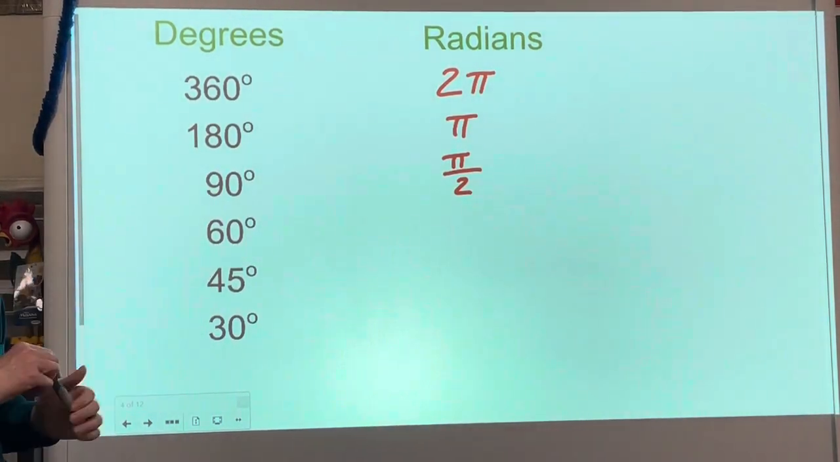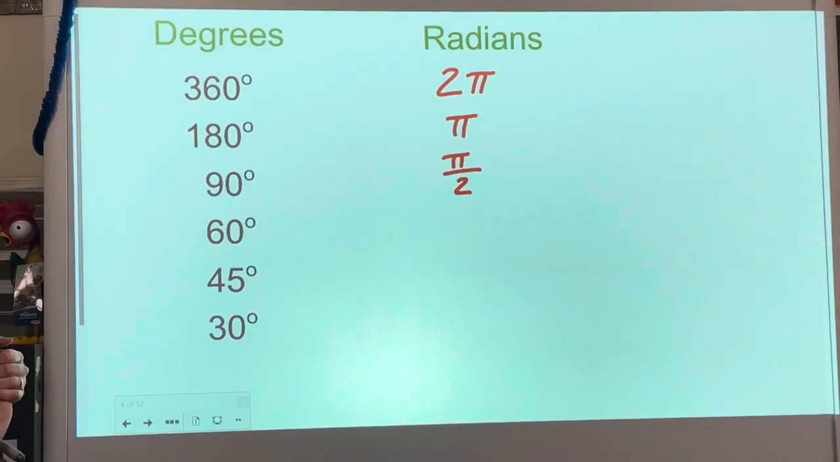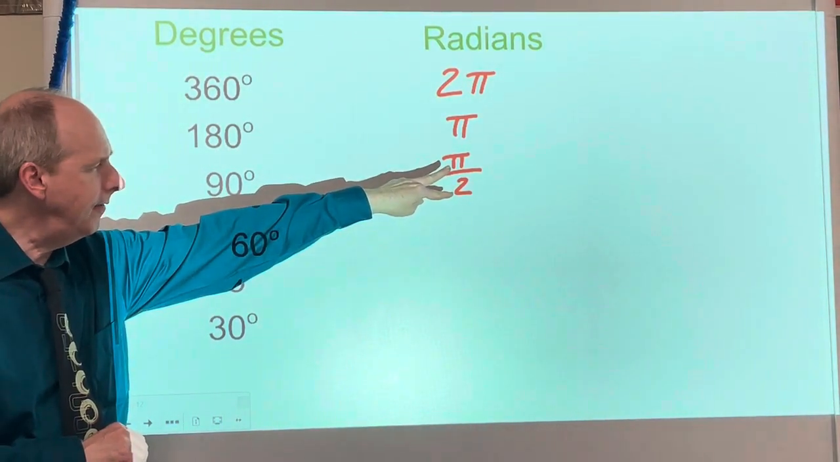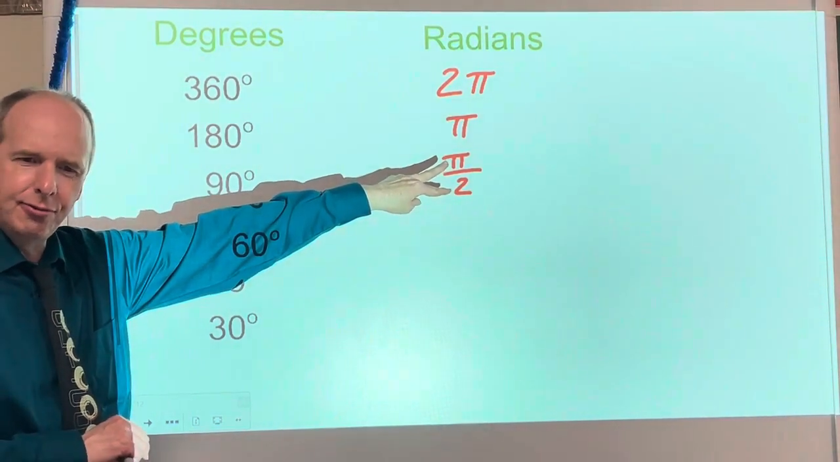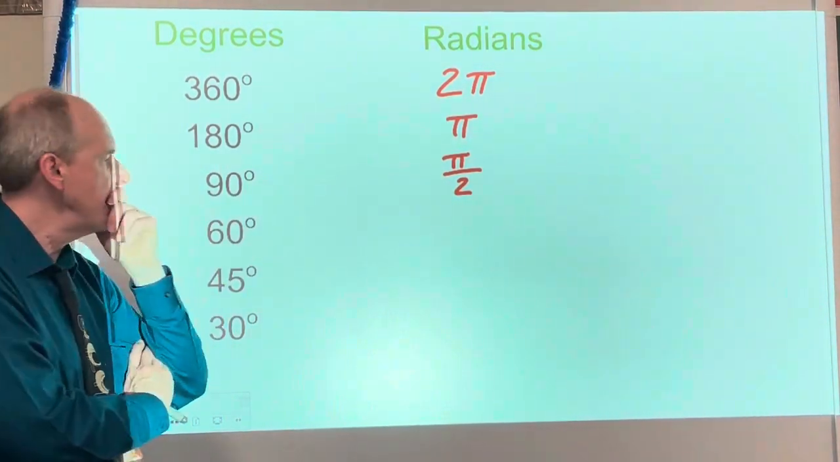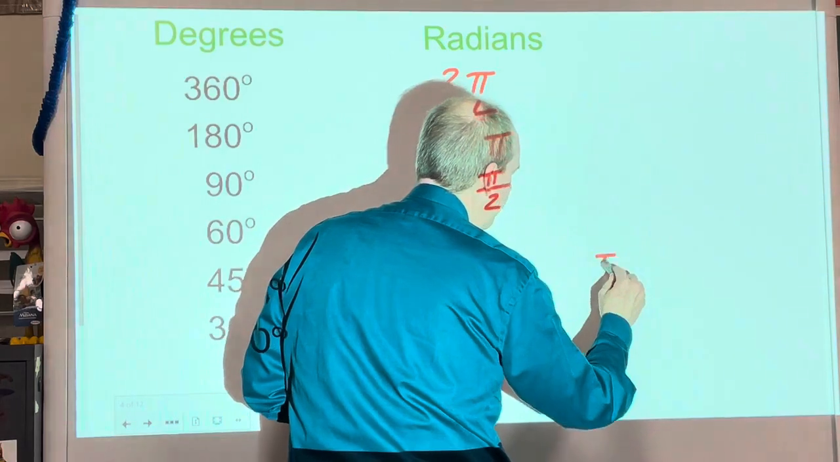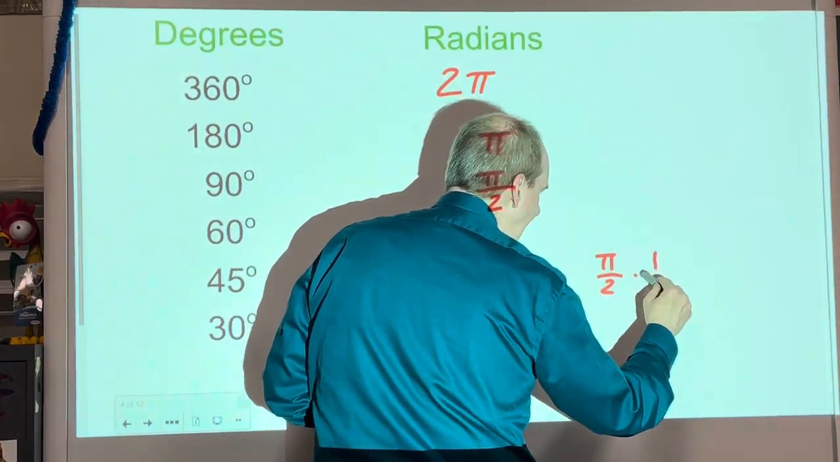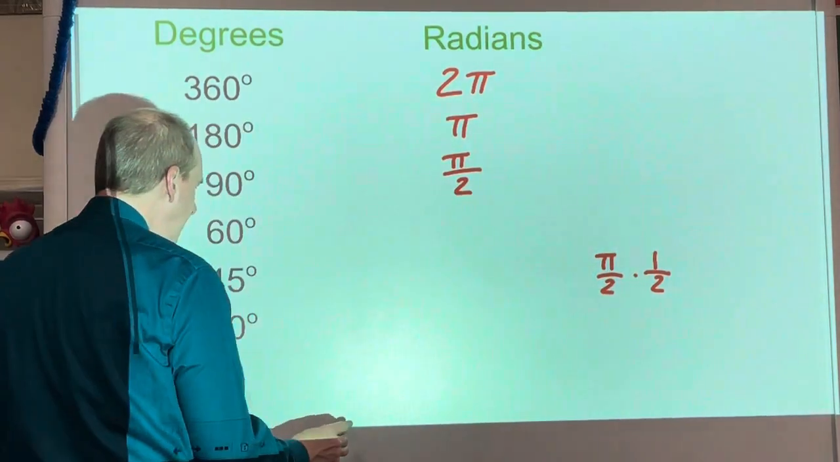We'll skip 60 and come back to it. Half of 90 is 45, so we need half of pi over 2. That would be pi over 4.